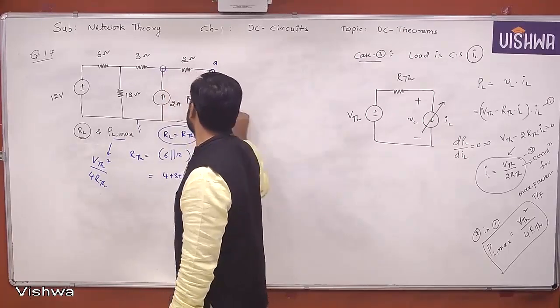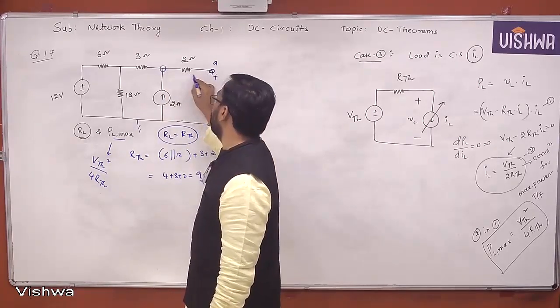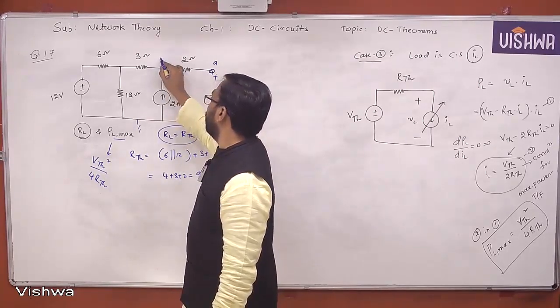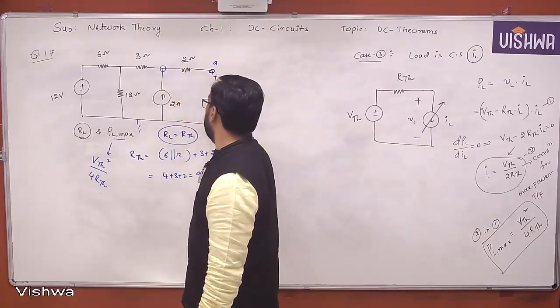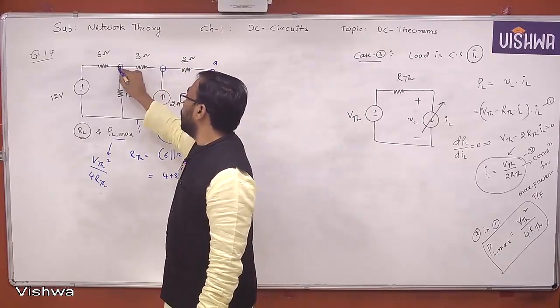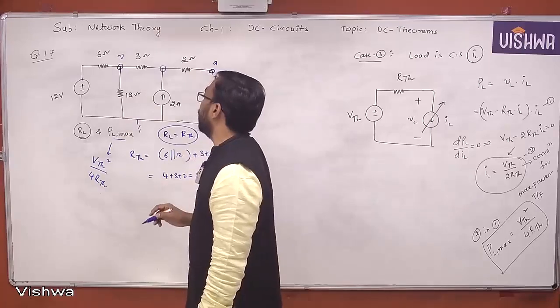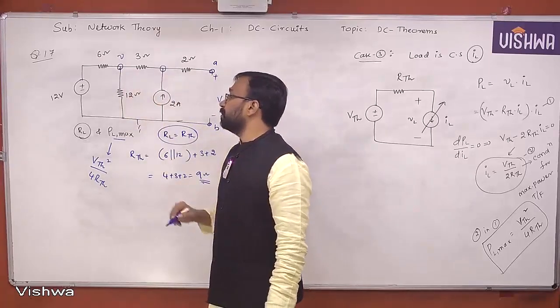I'll come back, because VTH is nothing but what? Here the drop is 0 because of the open circuit. Whatever voltage you get at this node is nothing but VTH. But to simplify easily, first I take V here. This is V, this is VTH.